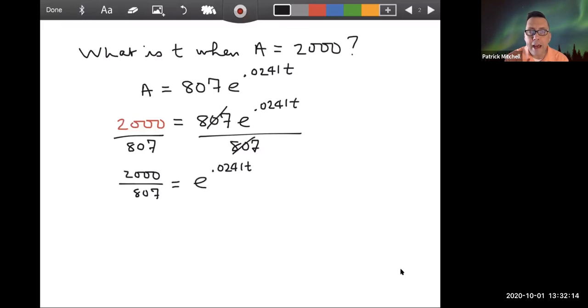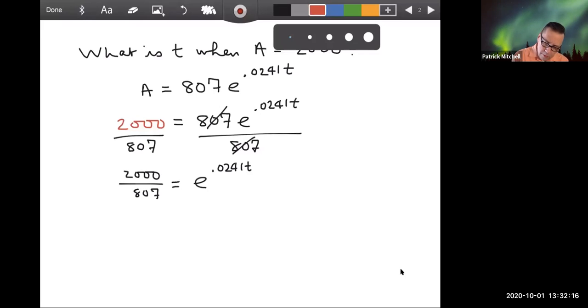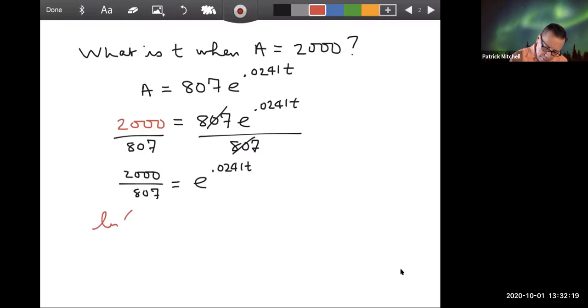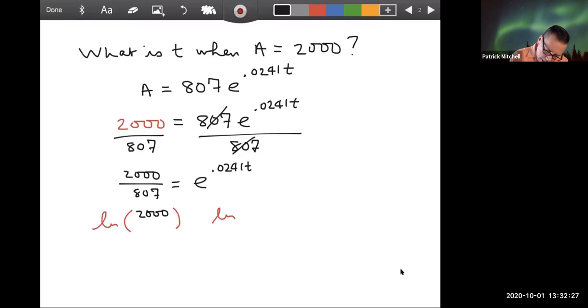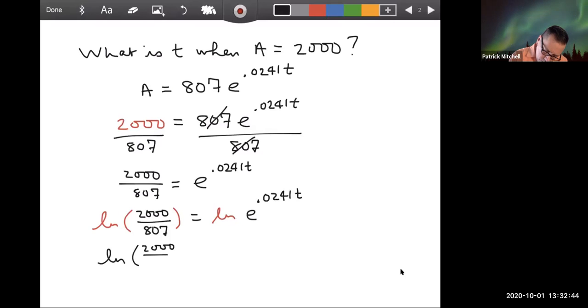So now, just like in the last problem, I am going to take natural log of both sides. Natural log 2,000 divided by 807 equals natural log e to the power 0.0241 t. And again, by inverse property of e to the x and natural log x, natural log of e to the power 0.0241 t is just 0.0241 t.